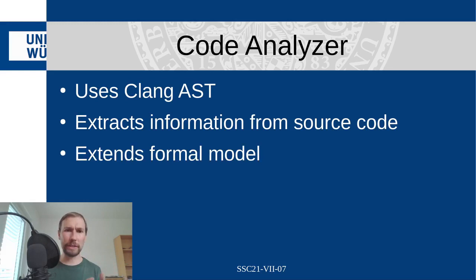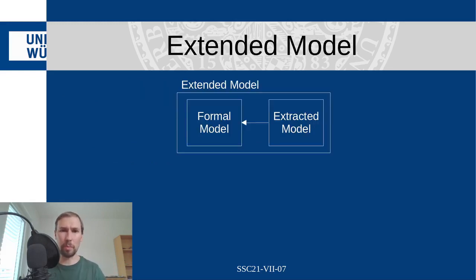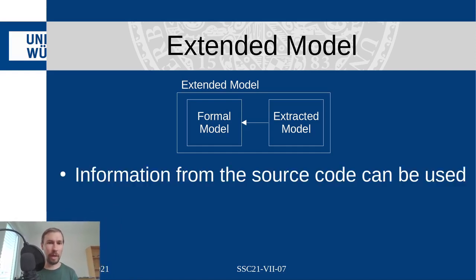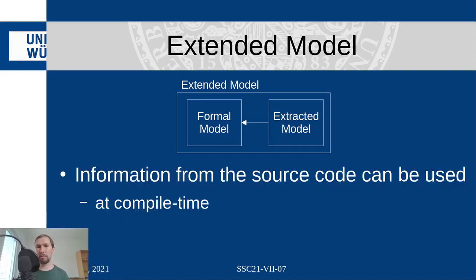And this information is used to extend the formal model. So we have our formal model on the one side, we have our extracted model on the other side, which contains the extracted information from the source code. And in total, we call it the extended model. And this information can be used at compile time, for example, to provide additional features or improve performance, or also at runtime, or a combination of both.